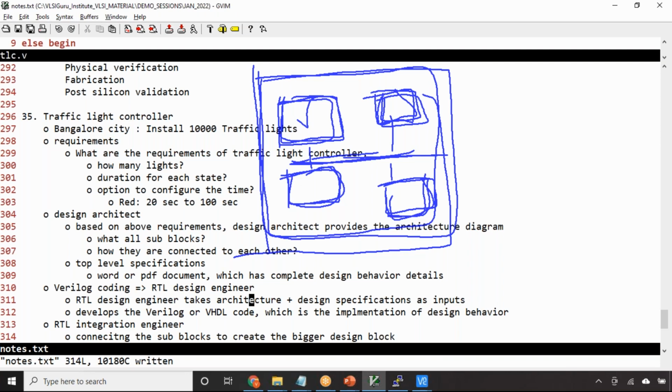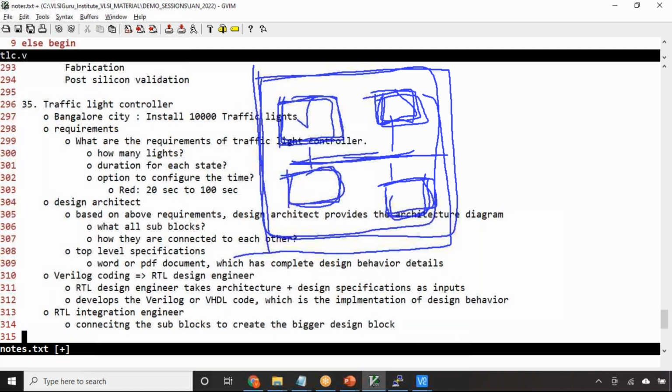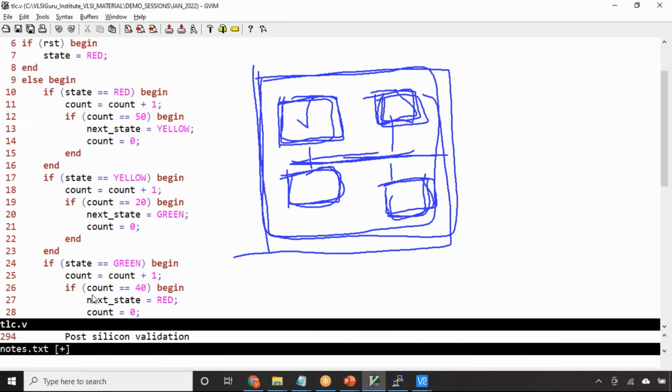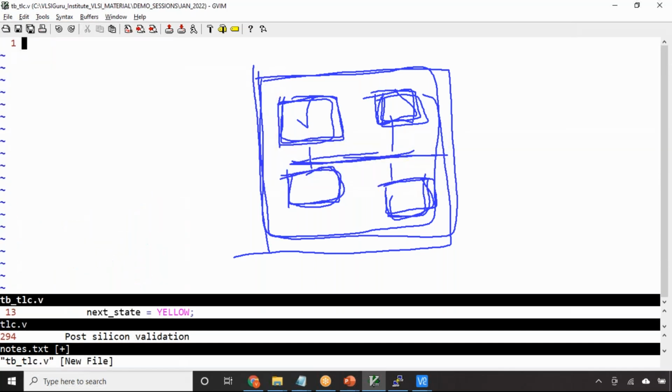Now the question comes: I have done the integration, I have connected all the blocks. What is the guarantee that it is working? How do I know whether it is working or not? The person who does the verification is called the functional verification engineer. This person develops something called a test bench. TB stands for what? Test bench.